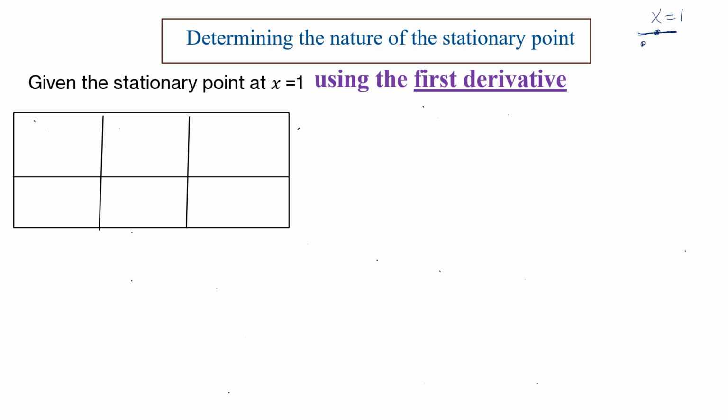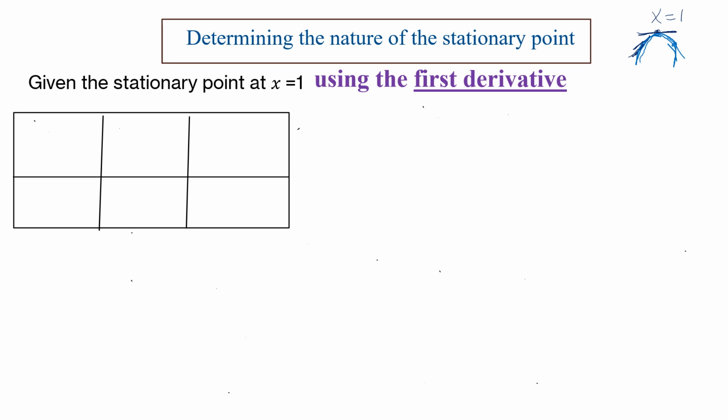supposing the gradient is a positive one, and then if I can determine another point to the right of x equals 1 and determine the gradient, and if I were to find that at that particular point the gradient is negative, and if you join all these three gradients up, you can see that what you're getting is a maximum point.